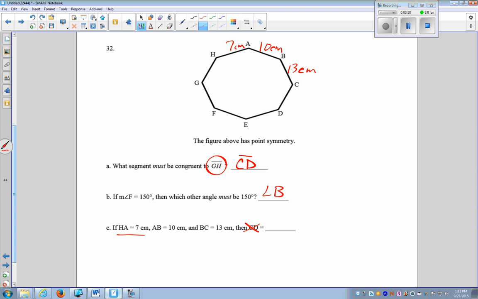We're not going to find CD. We're going to find what is the length of ED. So once more, we figure out what letter corresponds with what if we're rotating 180 degrees. Well, angle E goes with angle A, and D, if I rotate 180 degrees, goes with H. So this segment, segment ED, goes with segment HA. So my answer is 7 centimeters.